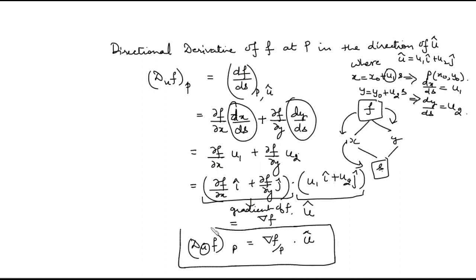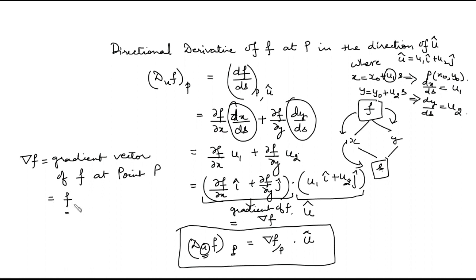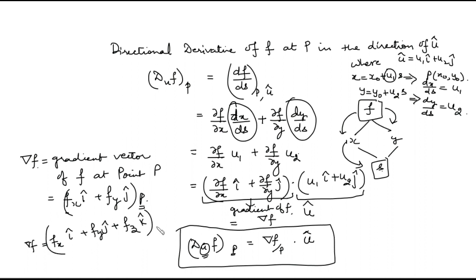So this is another formula for finding the directional derivative of the function at any point P in a direction of u cap, where this del f is the gradient vector of the function f at point P. And this is given by the partial derivative of the function with respect to x plus the partial derivative of the function with respect to y at a point P. So if you have a function of 3 variables, then the gradient will become the partial derivative of the function with respect to x, then with respect to y, then with respect to z, right, at a point P.